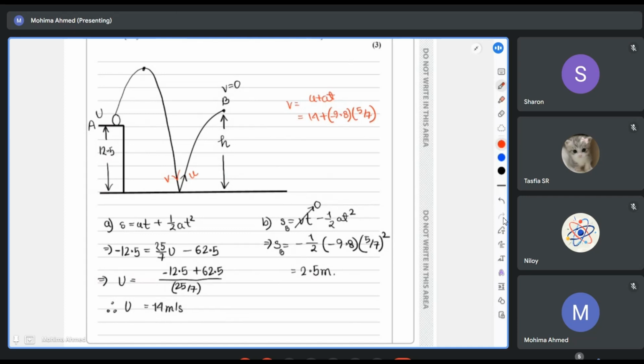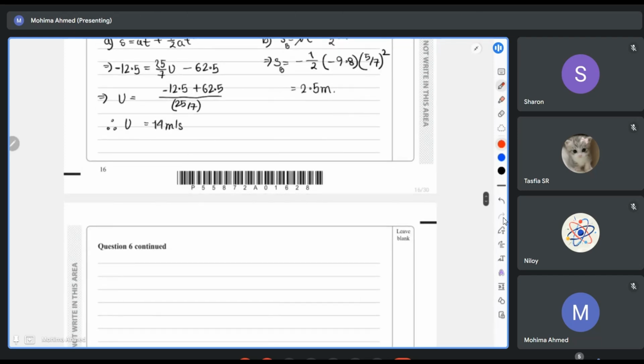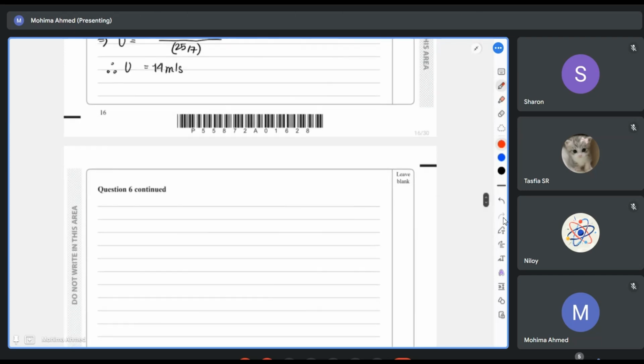So 25 over 7. For the first part, your time was 25 over 7, so I should correct it. 25 over 7. So you get minus 21, right? Obviously, you're getting minus because this velocity was reached in the downward direction and this velocity was reached in the upward direction. So I would just write all these data and then plot a velocity time graph.